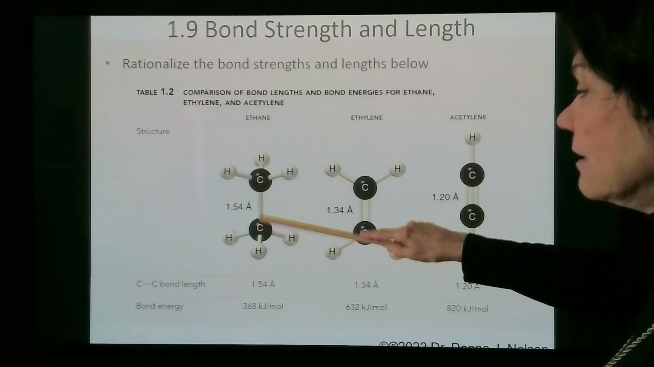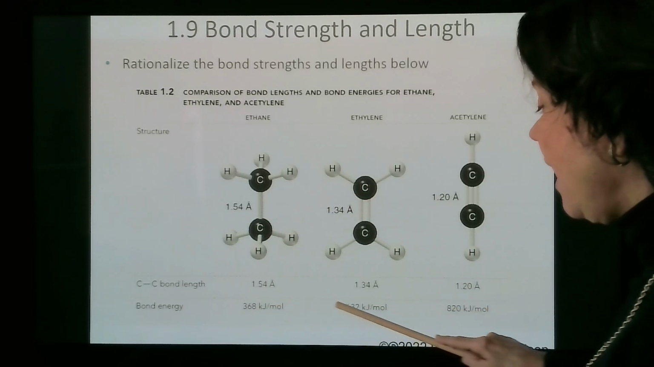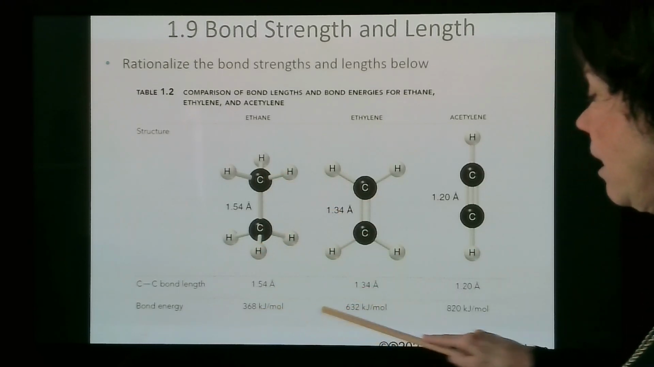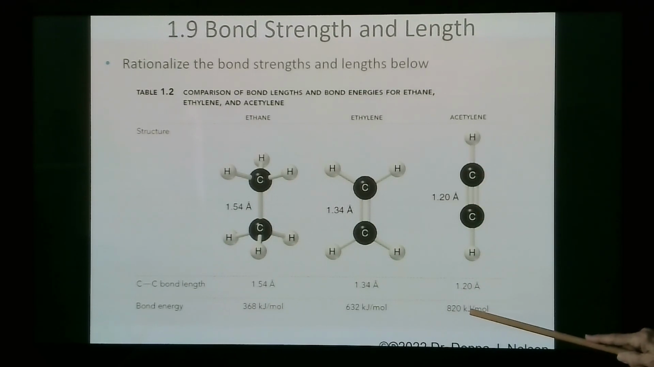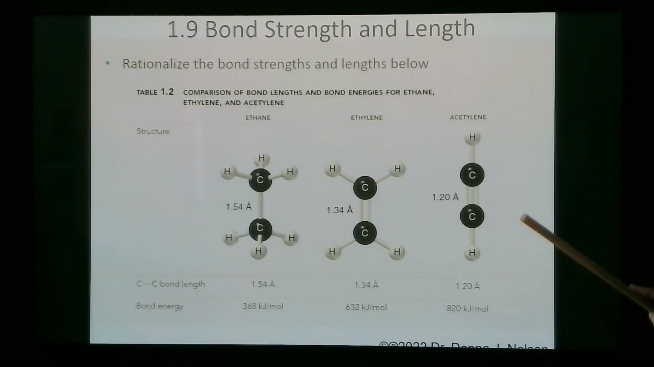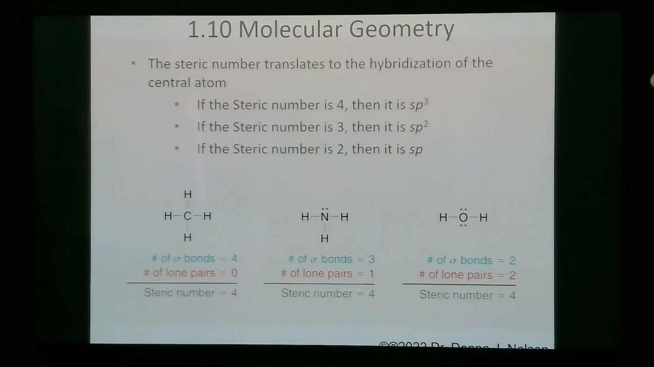The bond energy of a double bond is higher than that of a single bond, and the bond energy of a triple bond is still higher. So this is exactly what would be expected.